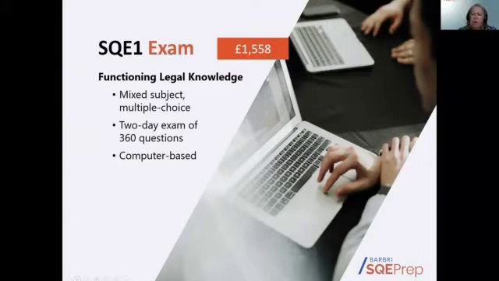There is no set pass mark for this exam, so unlike the current methods for people who've come through a law degree or a GDL and then done the legal practice course, where the pass mark is 50% for the legal practice course, there will be no set pass mark for this exam.